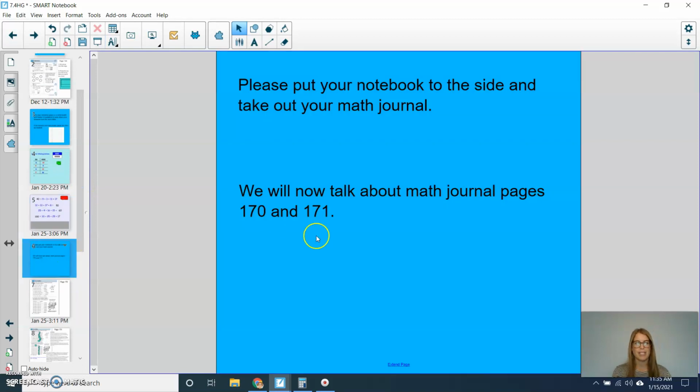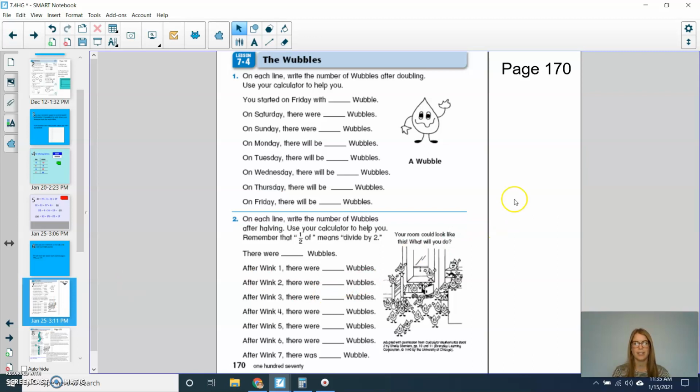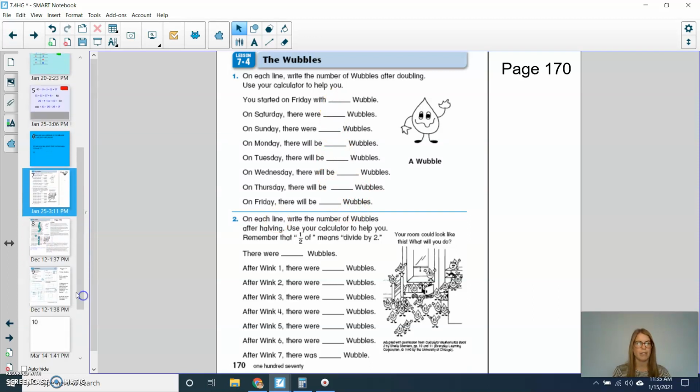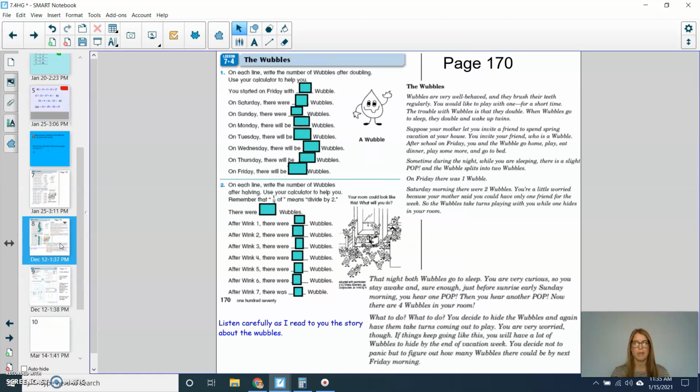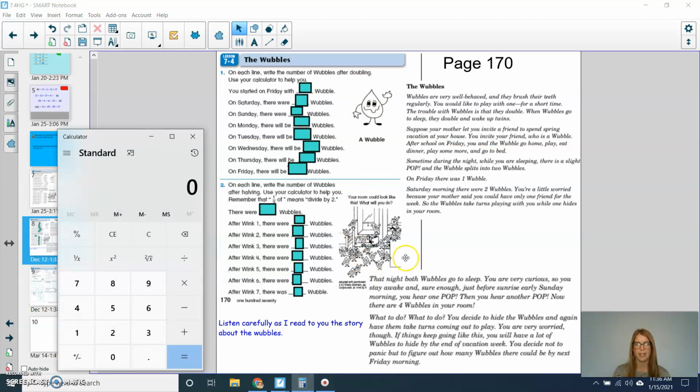For the next part of the lesson, you can put your notebook to the side and we will now look at our math journal, page 170. Page 170 looks like this. So I'm going to read you a story about Wubbles and I'm going to tell you kind of what you're going to need to do on this page. If you have a calculator, that would be really helpful. So I'm going to switch my page so that I can read the story as we follow along. And I'm going to pull up my calculator too.